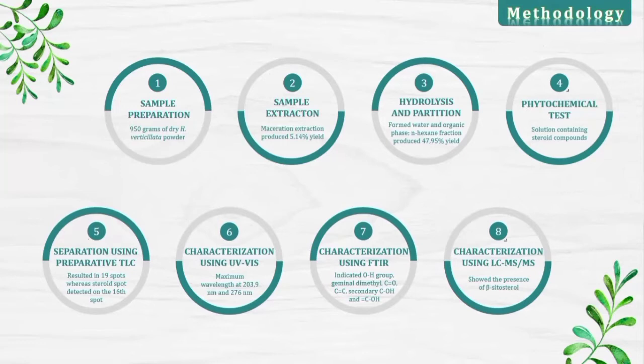After obtaining the steroid isolates, characterization is carried out by UV-Vis, FTIR, and LCMS. Characterization using UV-Vis resulted in maximum wavelengths at 203.9 nanometers and 276 nanometers. Characterization using FTIR suggested steroid compounds with alcohol groups, geminal dimethyl, ester, aromatic, secondary alcohol, and alkenes. And the last, characterization using LCMS showed the presence of the steroid beta-sitosterol.